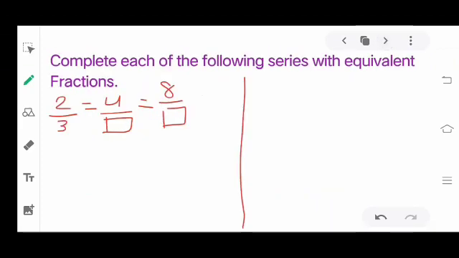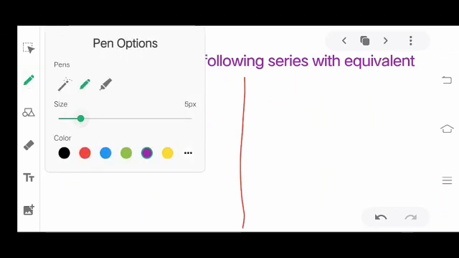Now for other sums. Students, you can see here, compare each of the following series with equivalent fractions. Students, we already learned how to find equivalent fractions. Now, there are some missing numbers and we have to find equivalent fractions. So, let's see how we are going to multiply it.